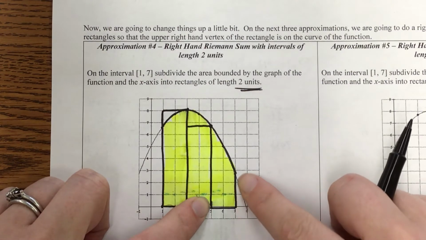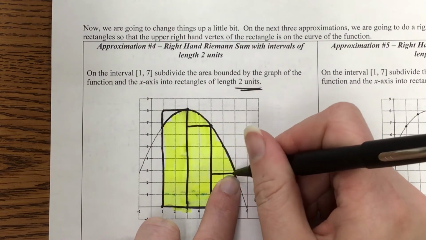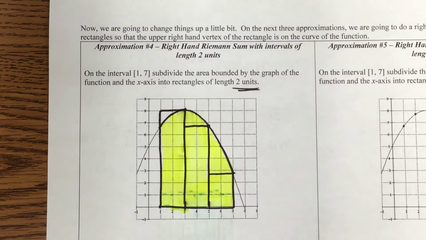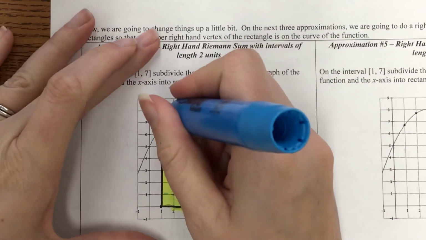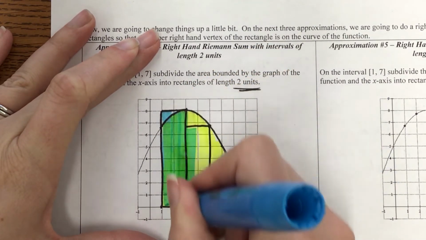Move that 7 finger up till you get to the function. Ooh, that stops right there. Draw to the left. Now I'm going to do blue for those areas of the rectangles, which of course makes some pieces green, like the overlaps.